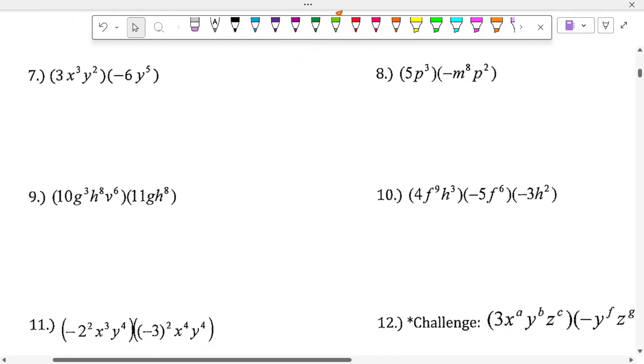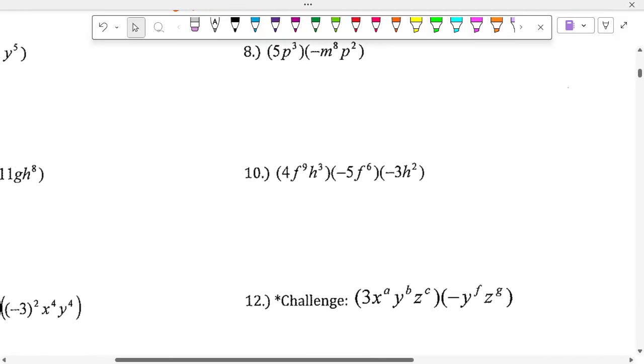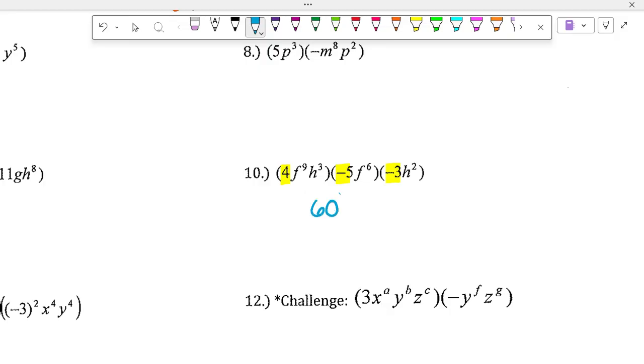All right, so we're going to do a couple more, and then we'll move on to division. So number 10, we have 3 different coefficients. So 4, -5, and -3. And we're going to multiply all 3 of those numbers together. So 4 times -5 is -20, times -3 is positive 60. Then we're going to look at the bases that are f. We're going to add them together. So 9 plus 6, that'll be f to the 15th. And then lastly, we'll look at the h's. So 3 plus 2, that is 5.